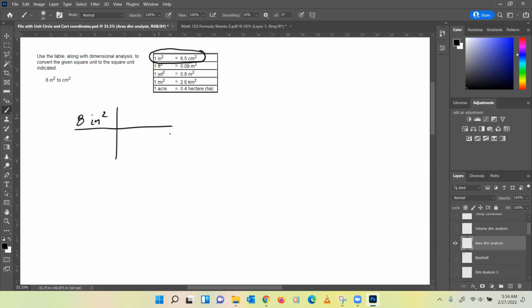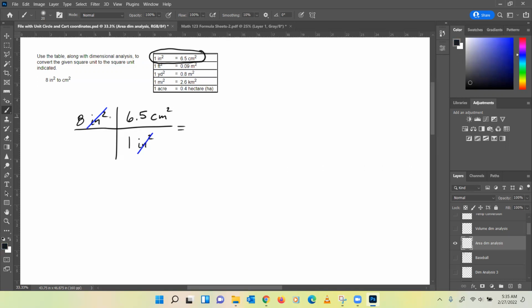And I need to use this conversion. Well, do I multiply or divide by the 6.5? Again, I'm going to look at the units. I have inches squared, and I don't want inches squared at the end. So I'm going to put those on the bottom so that they cancel, and put the other version on the top. So now I've got inches squared in the numerator and inches squared in the denominator. Those will cancel, leaving me with just square centimeters.